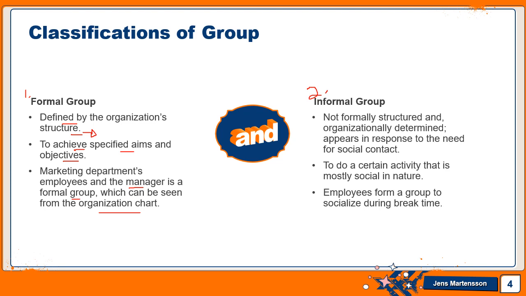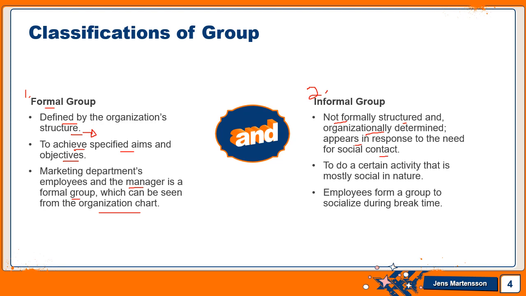So we can see clearly the marketing department, the human resource department, and also the finance department, for example, on the organization chart, which they are determined by the organization. So that is the formal group. On the other hand, the informal group is a group that is not formally structured and also not organizationally determined. It appears in response to the need for social contact.